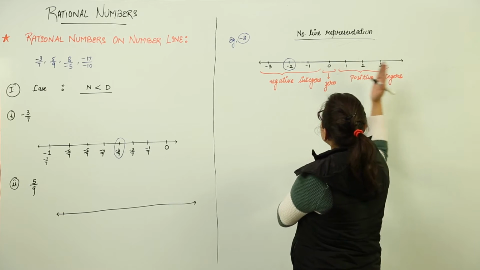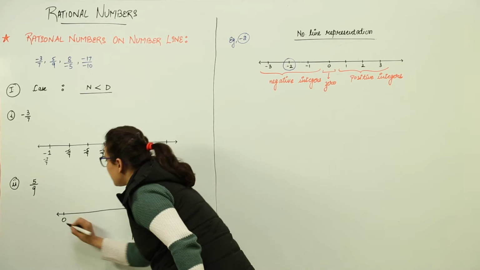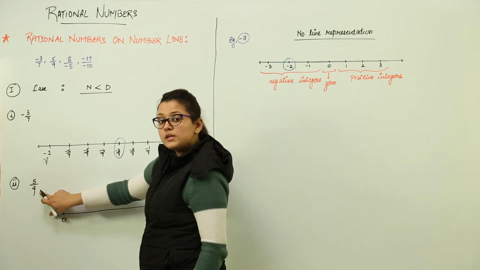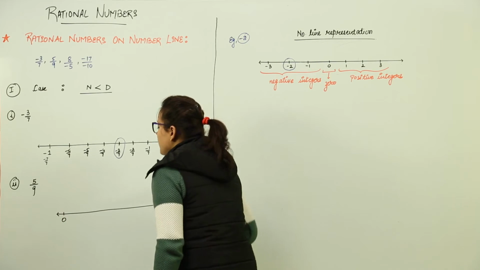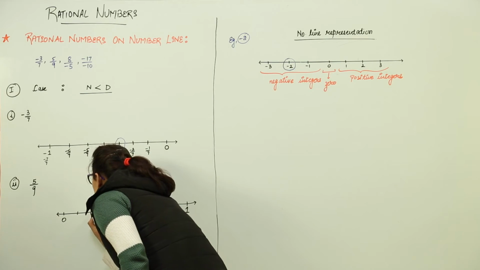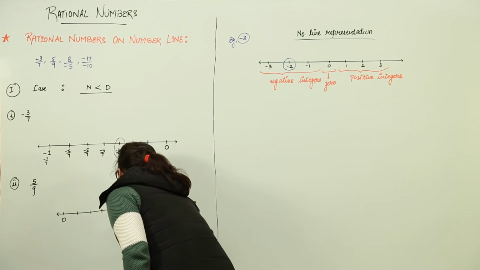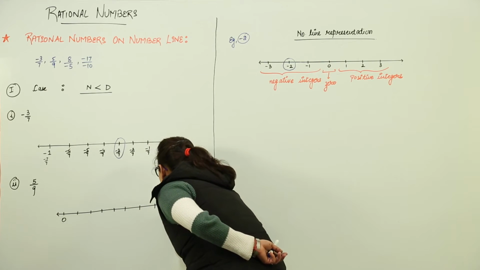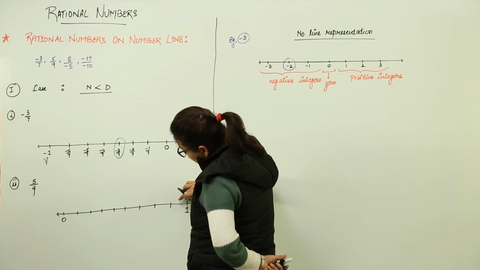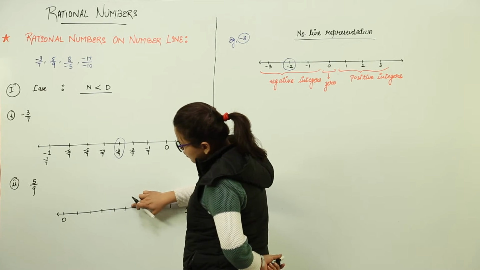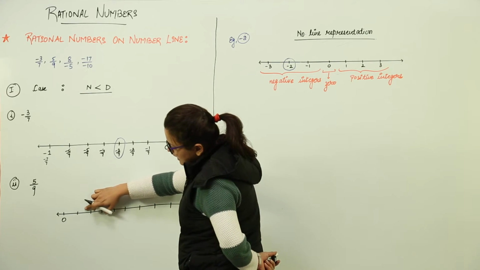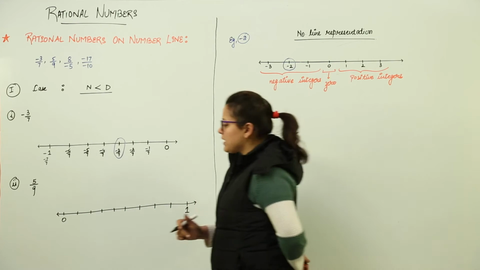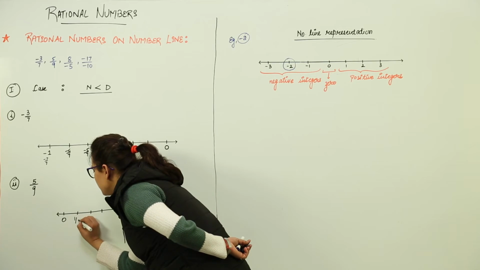To the right hand side means the 0 would be here and the 1 would be lying here. Now what is written in the denominator? 9. We will be required to divide it into 9 equal parts. 1, 2, 3, 4, 5, 6, 7, 8 and 9. You can count it again. So we can see we have divided it into 9 equal parts. Now you start numbering them.